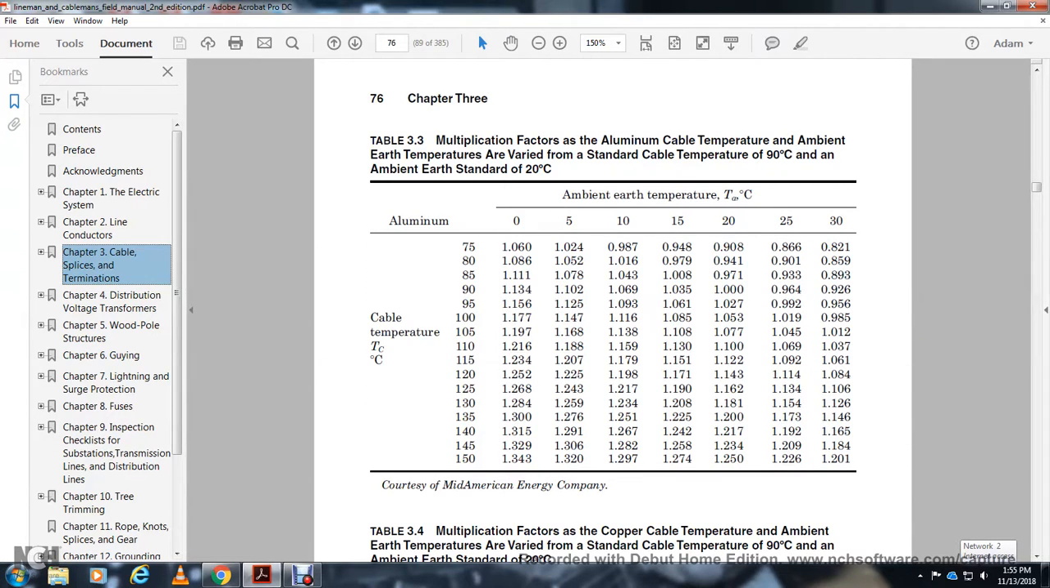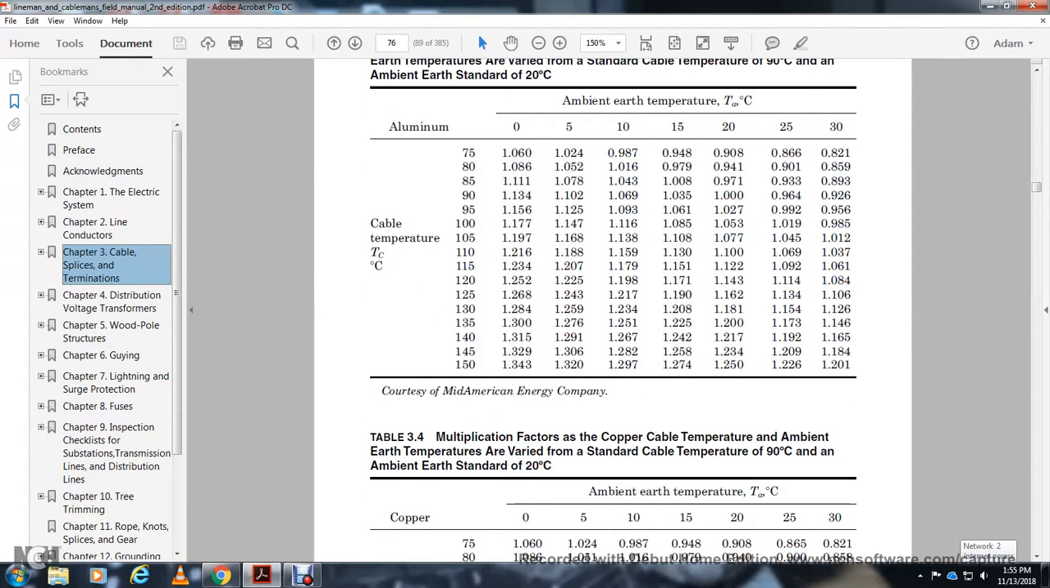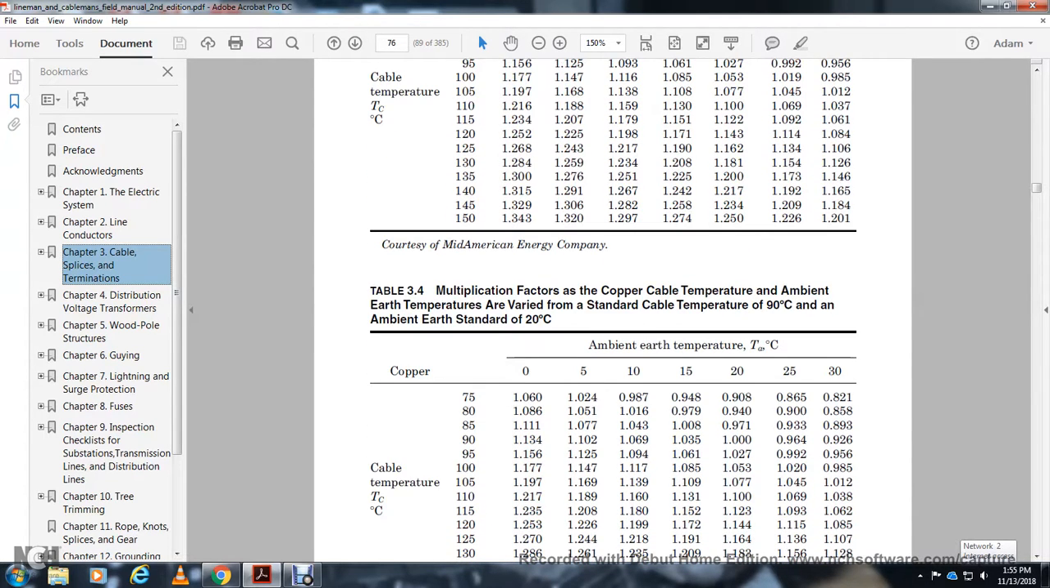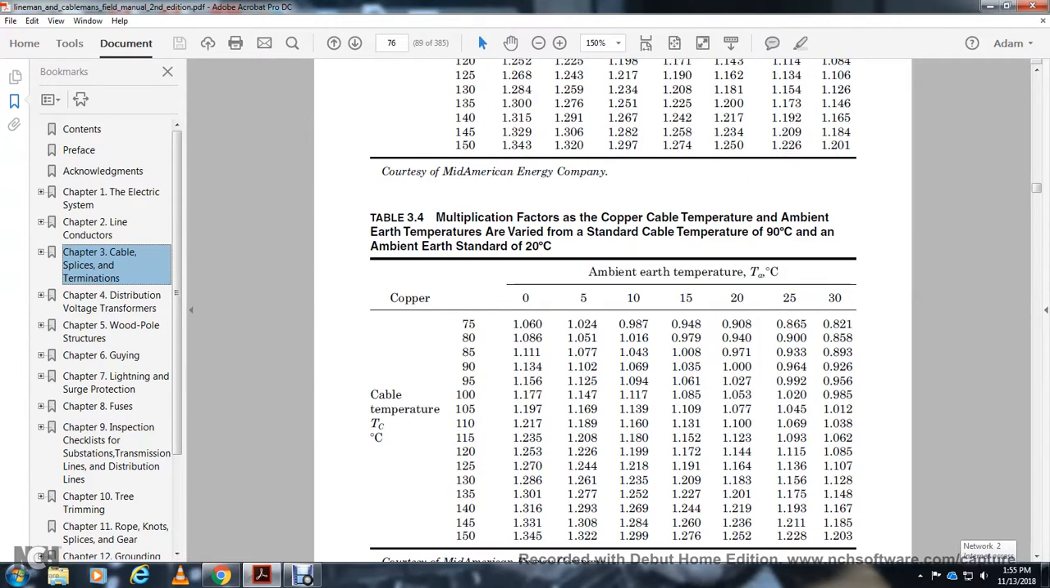Table 3.3, multiplication factors, aluminum: cable temperature and ambient earth temperature are varied, with the standard cable temperature at 90 degrees Celsius and ambient earth standard at 20 degrees Celsius. It shows the aluminum cable temperatures in degrees Celsius and ambient temperatures of 0, 5, 10, 15, 20, 25, 30. Multiplication factors, copper table: the ambient earth temperatures are varied, standard cable temperature 90 degrees Celsius, ambient earth standard temperature, cable temperature with the copper, 0, 5, 10, 15, 25, 30. Ambient earth temperature, cable temperature.